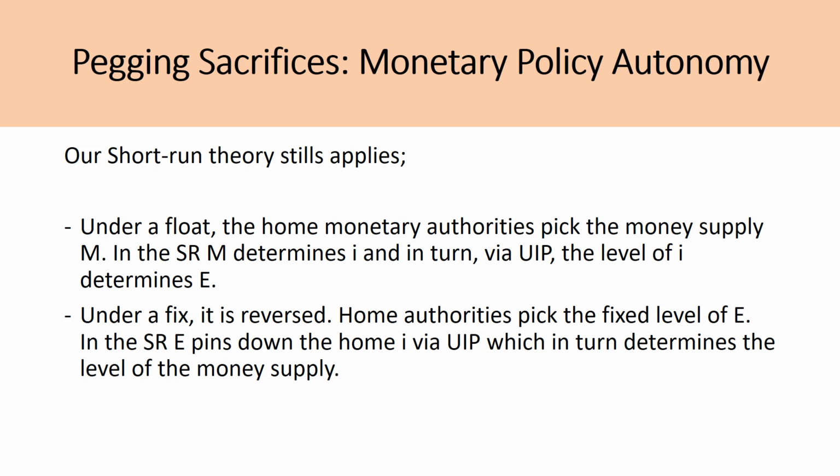Under a float, the home monetary authorities pick the money supply. In the short run, M determines I, and in turn, via UIP, the level of I determines E. Under a fix, it is reversed. Home authorities pick the fixed level of E. In the short run, E pins down the home's interest rate via UIP, which in turn determines the level of the money supply. So by choosing to fix E, they have lost control of being able to change I and, of course, their money supply.